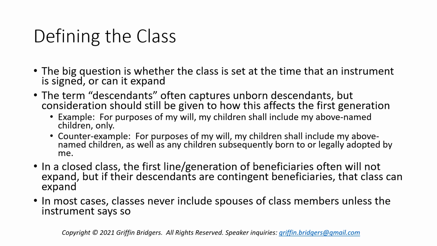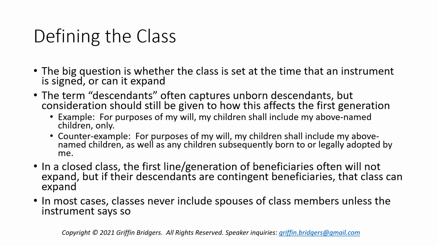A counterexample might be if you say, for purposes of my will, my children shall include my above-named children as well as any children subsequently born to or legally adopted by me. That type of language would open up that class at that first generation level to say, hey, any future born children will be included as well as their lineal descendants as well.